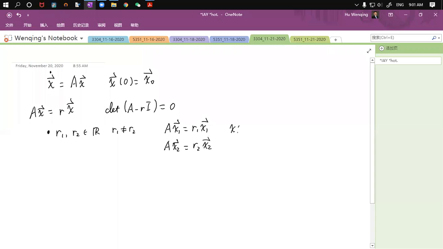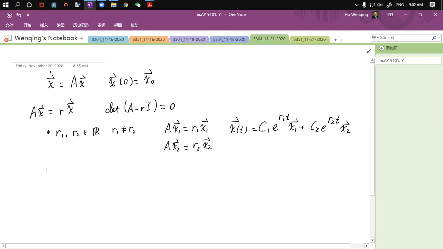And then the solution is going to look like x of t is C1 e to the power of r1 t times x1 plus C2 e to the power of r2 t times x2. So that's the first case. And then the second case is that r1 and r2 are real numbers, but they are equal. This is what we discussed in the last lecture.